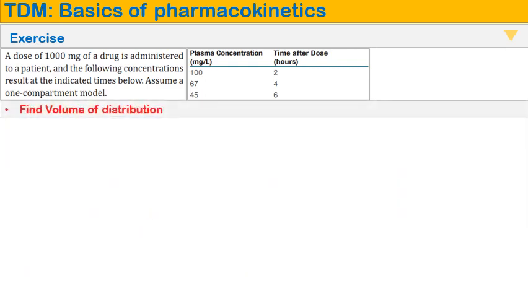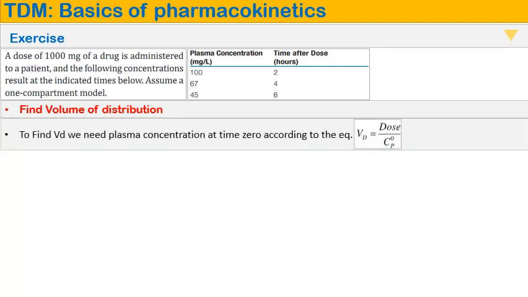The next question: find the volume of distribution. How can the volume of distribution be determined? According to the curve, here a single IV dose, one compartment, first order kinetics. Volume of distribution equals the dose over the initial concentration. The initial concentration here does not mean the first point in the question, but the concentration at time zero.